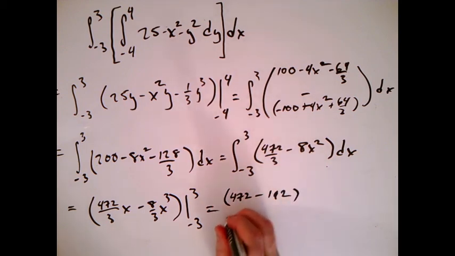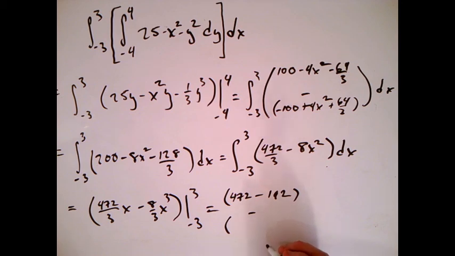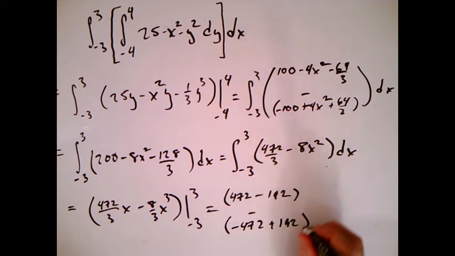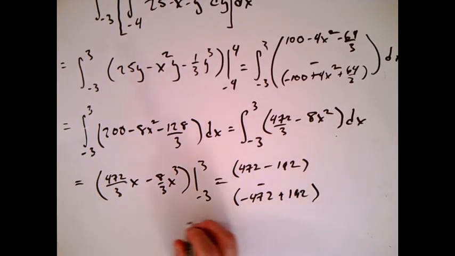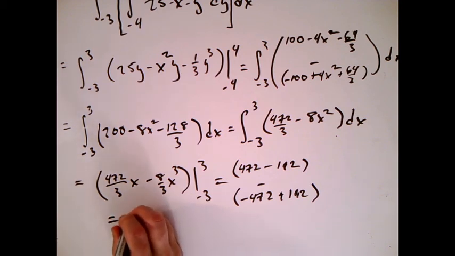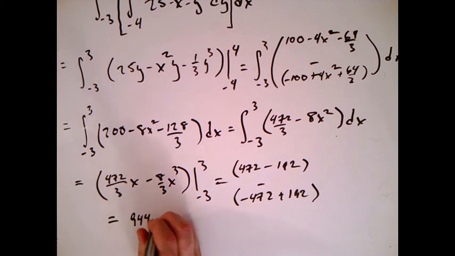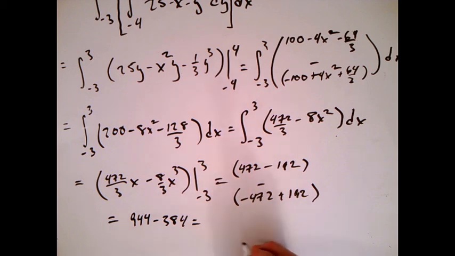I'll let you check my arithmetic. When I plug in minus 3, I'm going to get minus 472, and then I think I'm going to get plus 192, like that. And so what I should be getting, after all is said and done, is 944 minus 384, which I think is 560. And again, I'll let you check the arithmetic. I'm not actually worried about the arithmetic at the moment.